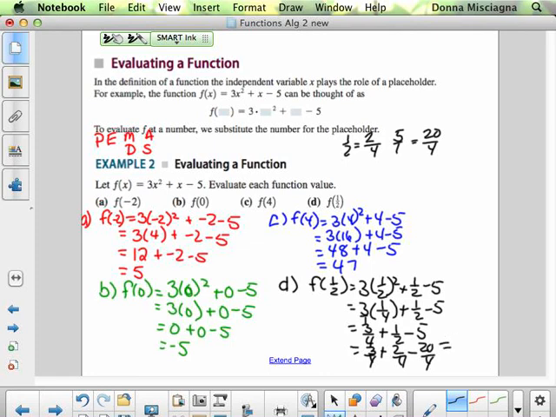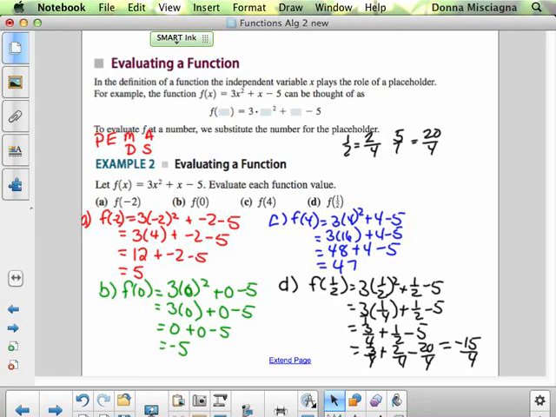I'm just going to put the answer here rather than extend the page. You can do the same unless you have space. So 3/4 plus 2/4 is 5/4, because 3 plus 2 is 5. 5/4 minus 20/4 is a negative 15/4, because 5 minus 20 is negative 15. So negative 15/4 is our answer.